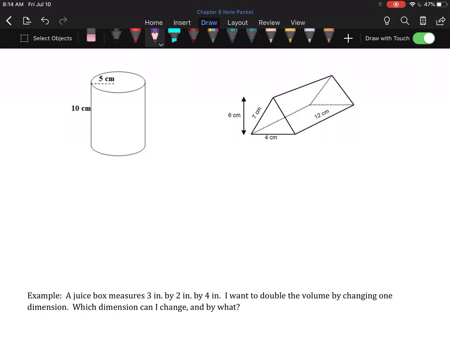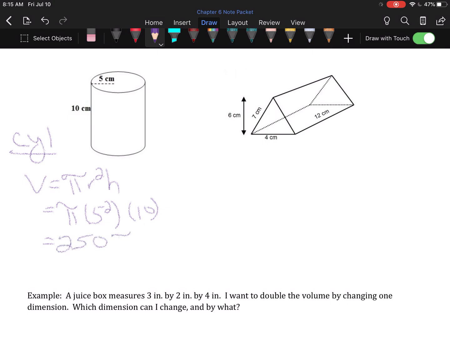This is a cylinder. So its formula is straight up pi r squared h. The radius of this cylinder is 5. The height of the cylinder is 10. 5 squared is 25. 25 times 10 is 250 pi. And that's 250 pi centimeters cubed, not squared. Let me fix that.